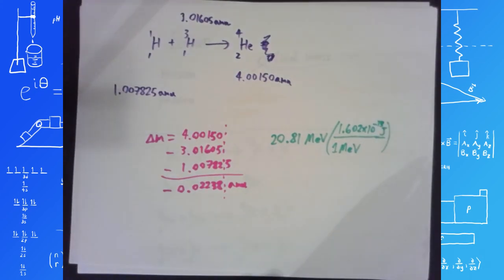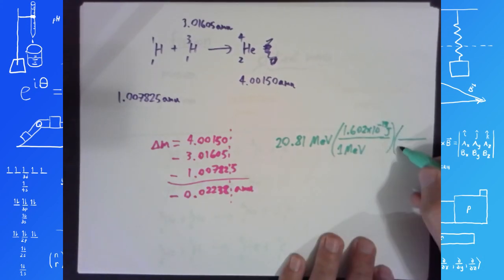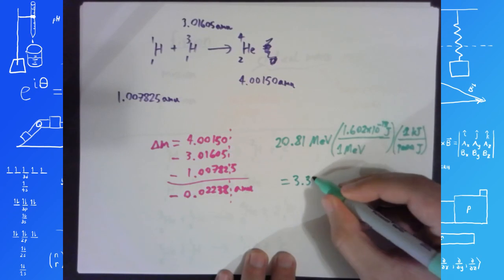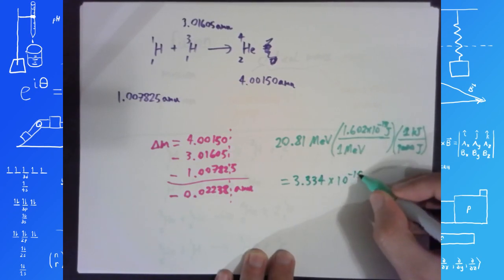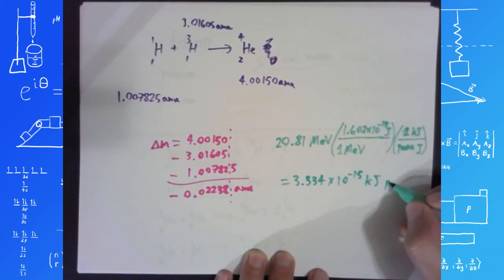Wait, did they want it in joules? No, they wanted it in kilojoules per mole. Okay, so if I convert my joules to kilojoules, that would be 1,000 joules, 1 kilojoule. So I guess that makes it 10 to the negative 16 if you divide by 1,000. Okay, 20.81 times 1.602 times 10 to the negative 16. That'll convert it to kilojoules, so that's 4 sig figs, 3.334 times 10 to the negative 15 kilojoules. This is for a single atom of helium fused. So this is per atom.